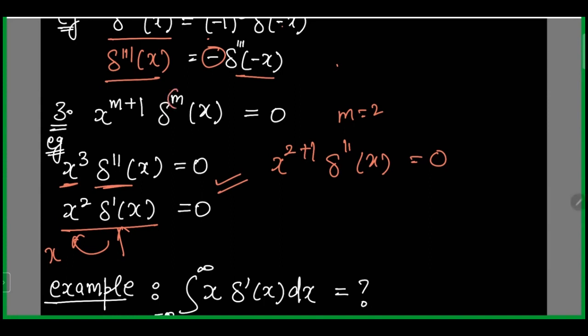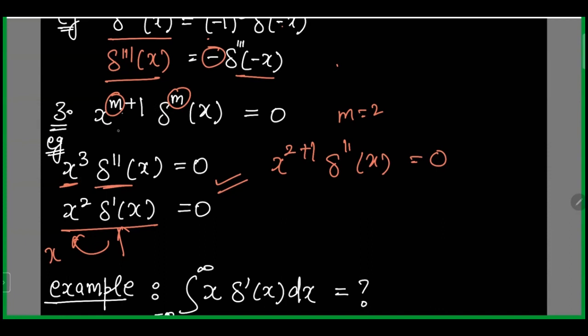So you can directly use this situation. Always remember, this is not a power of delta. This represents differentiation. How many times you are differentiating your delta function? If m is 2, it means you are differentiating your function 2 times. If m is 3, it means you are differentiating your delta function 3 times. But here m is the power that you are raising your x to.